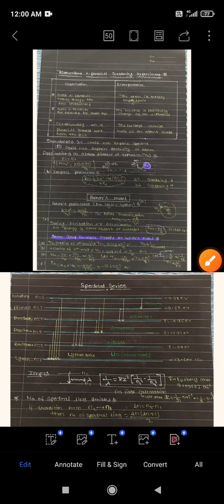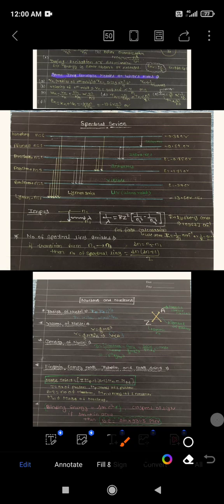Next is spectral series. There are 6 spectral series. First is Lyman, second is Balmer, third is Paschen, fourth is Brackett, fifth is Pfund, and sixth is Humphreys. Lyman series lies in the ultraviolet region, Balmer series in the visible region, Paschen series in the infrared region, Brackett series lies in the infrared region, Pfund series also lies in the infrared region, and Humphreys series also lies in the infrared region.